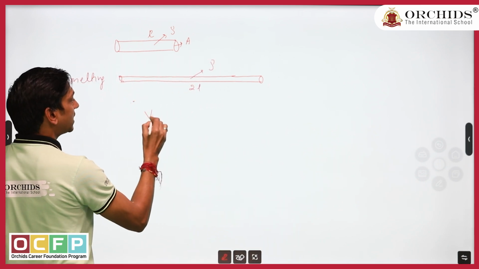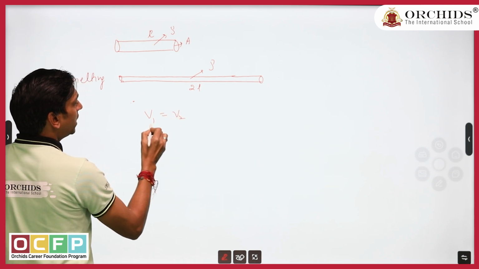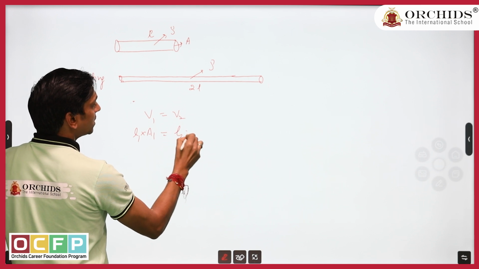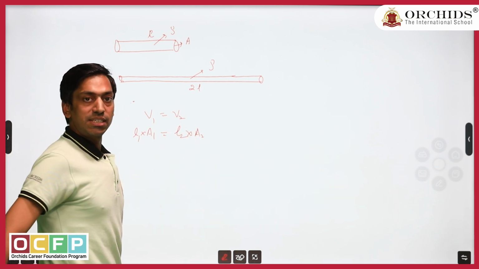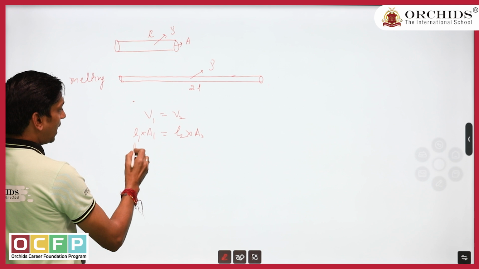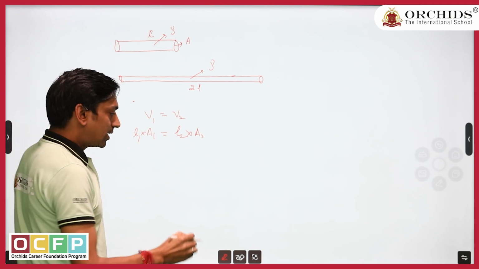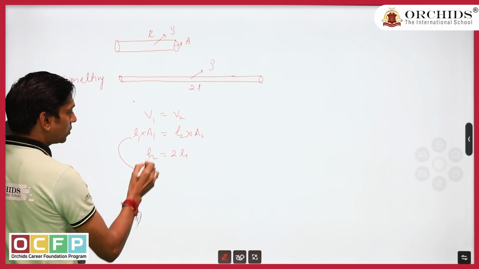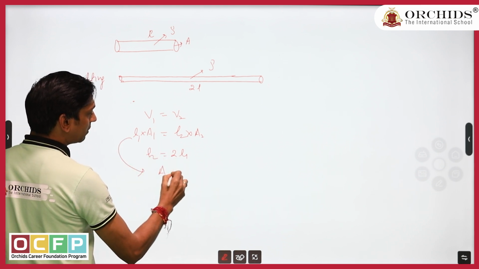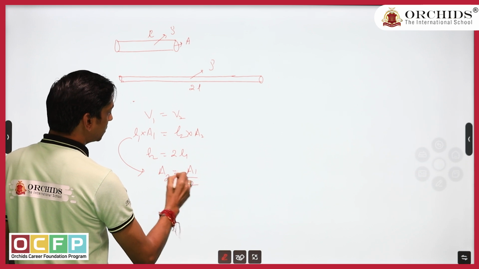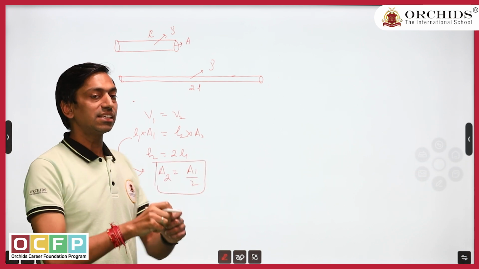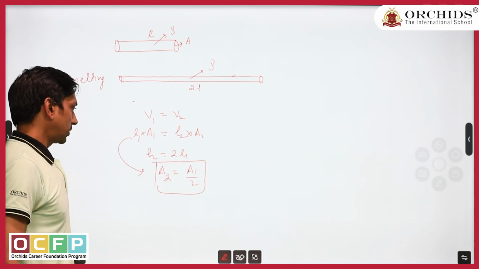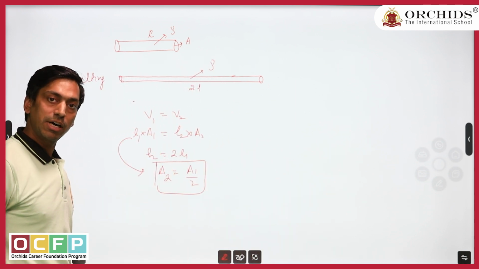And the volume of the wire, V1 is equal to V2. The volume of the wire is the length of the wire times the cross-sectional area of the wire, equal to the length of the second wire times the cross-sectional area of the second wire. From there, we know that L2 is equal to 2 times L1. So if you solve, what you will get? The area of the second wire will be equal to half the area of the first wire. Obviously, if length is increasing, then the wire becomes thin. The cross-sectional area becomes half. Is that clear? The cross-sectional area of the wire becomes half.